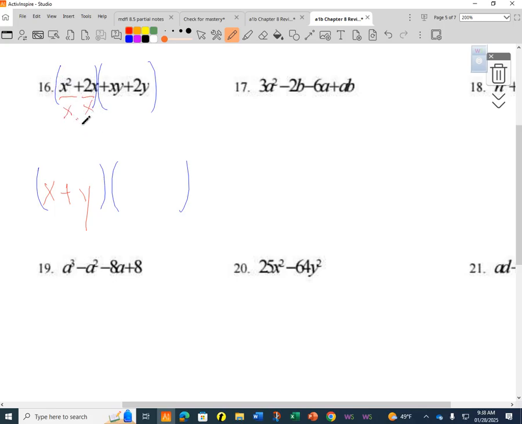X squared divided by X is X, and that's a plus, so we bring a plus. And what is 2X divided by X? 2, that's right, because X divided by X is 1. 2 times 1 is 2. So that's it. It does not matter if you have more than one variable. They're exactly the same, okay? I understand those are ugly, right? Two variables looks intimidating, but we do them exactly the same as if there's only one variable.